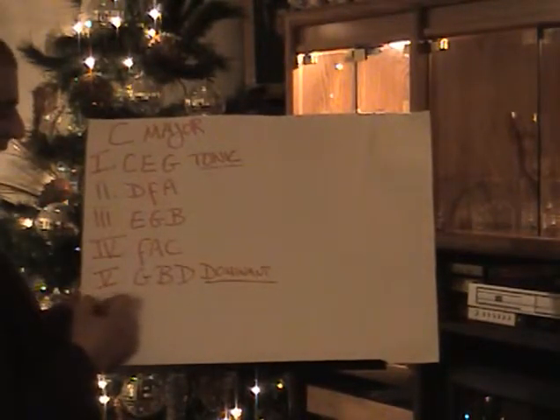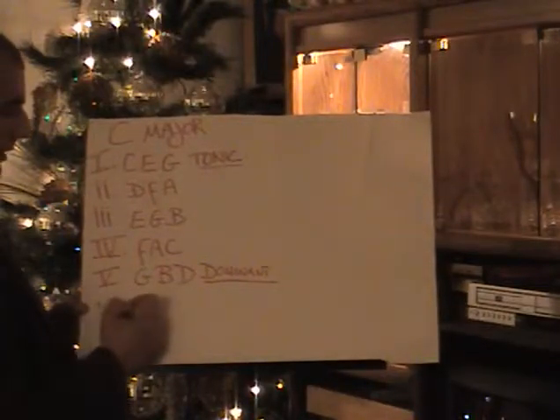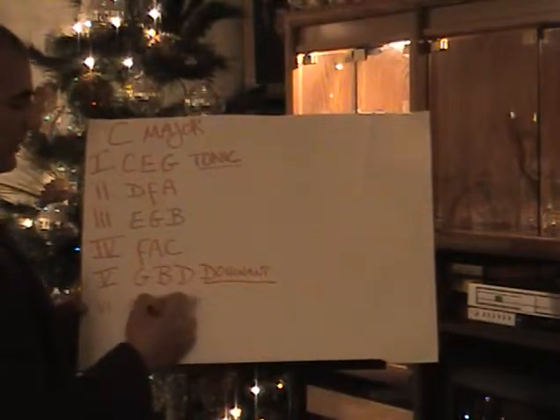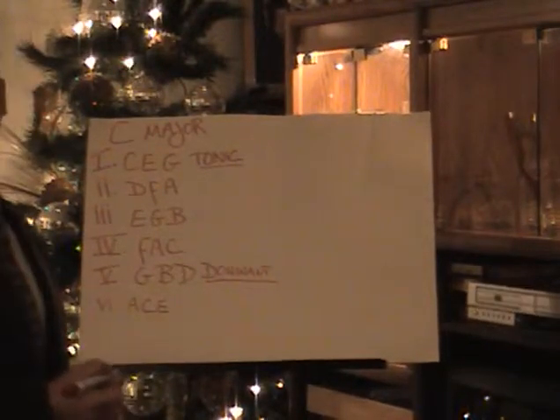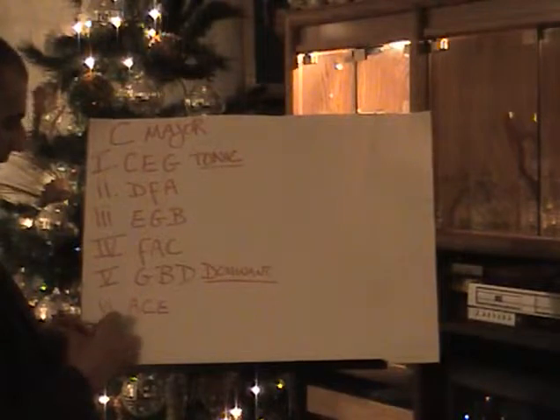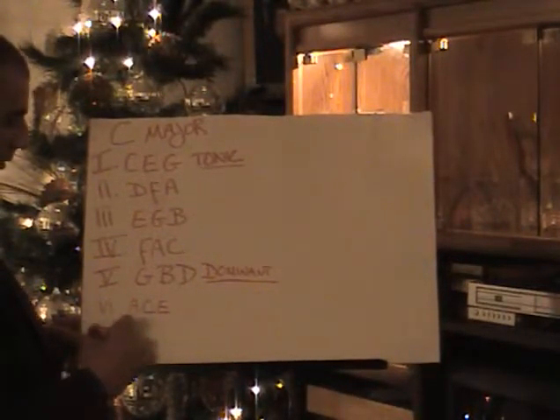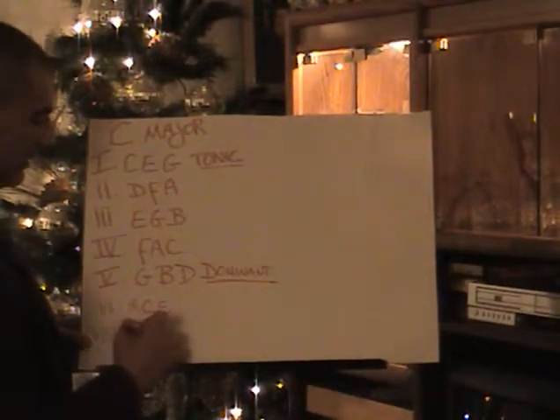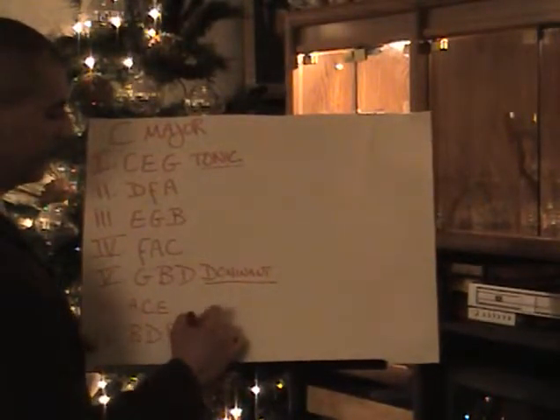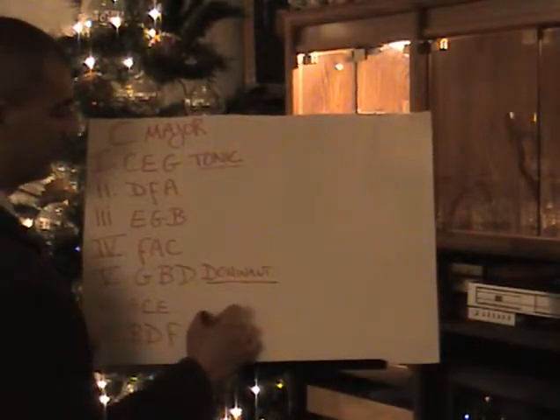Chord number 6, A, C, and E. A minor is a submediant. And chord number 7, B, D, and F is the leading tone.